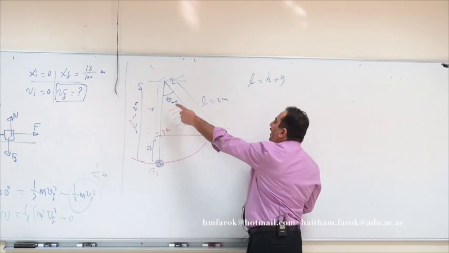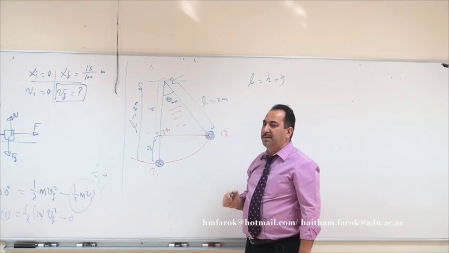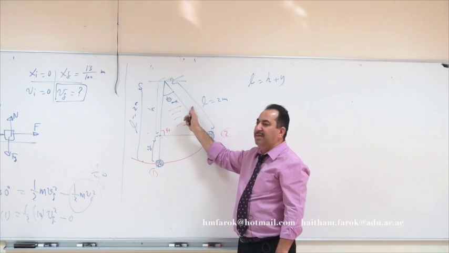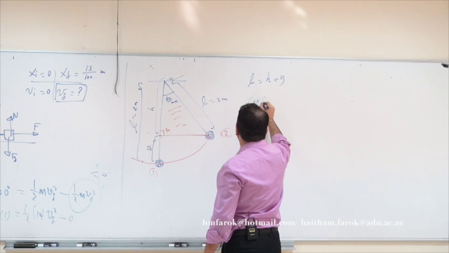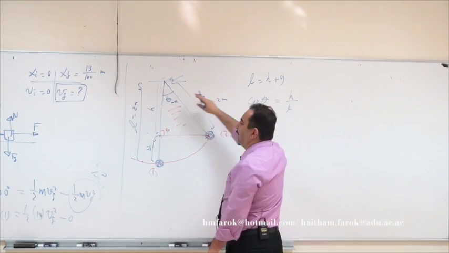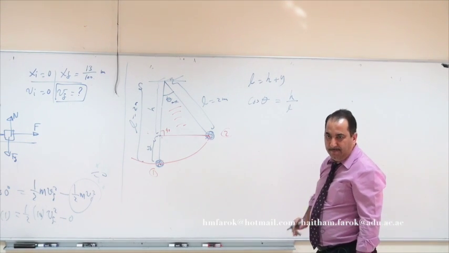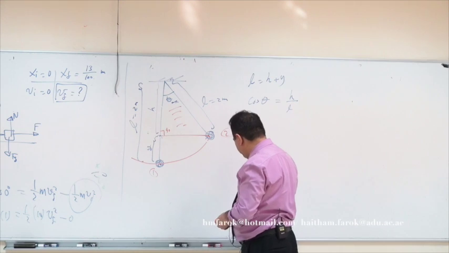Now think of theta. Will you use sine, cosine, or tan? Cosine. Why? Because you have the adjacent and the hypotenuse. So use cosine theta is H over L. So these are the two equations needed, yeah? Keep them. Now back to our question.